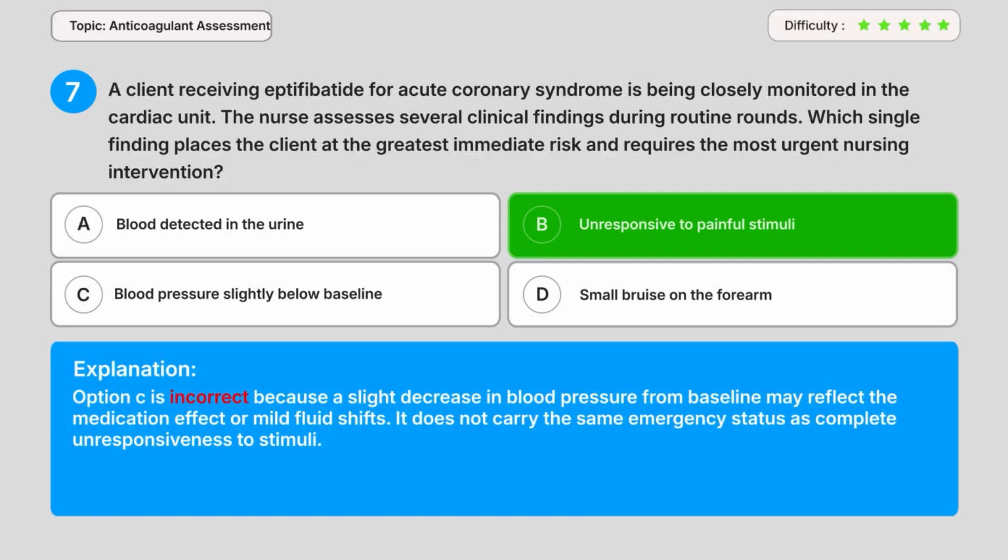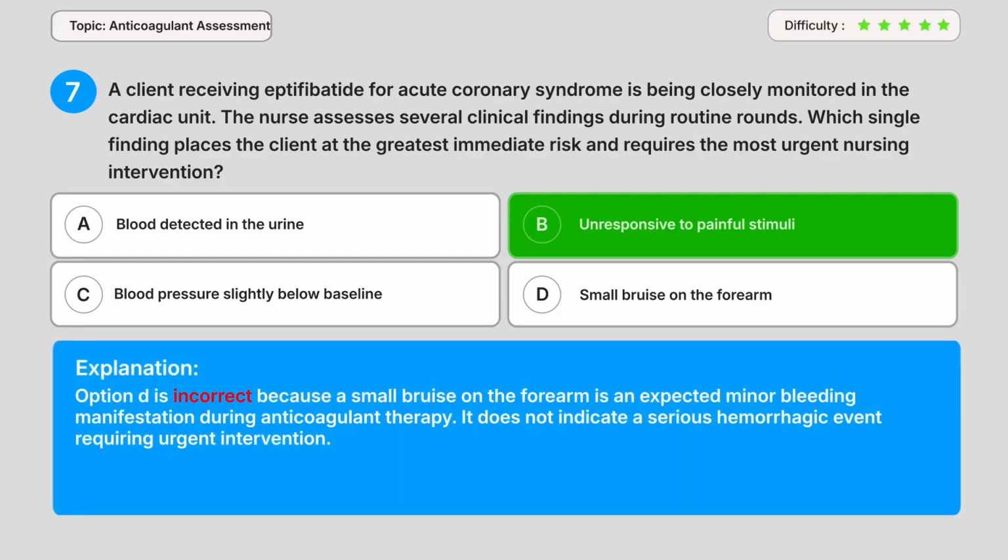Option C is incorrect because a slight decrease in blood pressure from baseline may reflect the medication effect or mild fluid shifts. It does not carry the same emergency status as complete unresponsiveness to stimuli. Option D is incorrect because a small bruise on the forearm is an expected minor bleeding manifestation during anticoagulant therapy. It does not indicate a serious hemorrhagic event requiring urgent intervention.